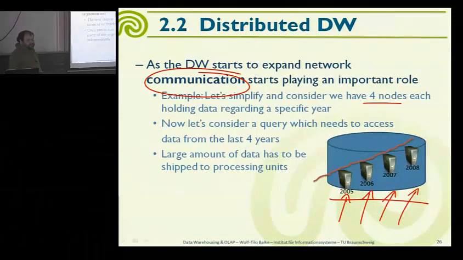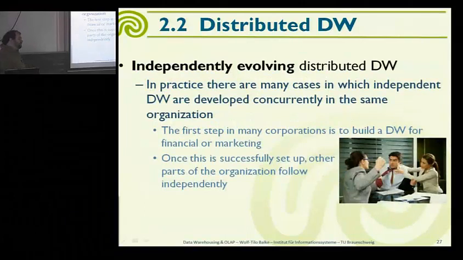That can be very expensive, that can be very time-consuming. Then there's the third, the horror, and that is independently evolving distributed data warehouses. And that happens very often in organizations if they don't have a central CIO that looks at the architecture.